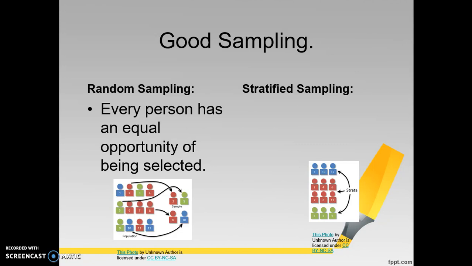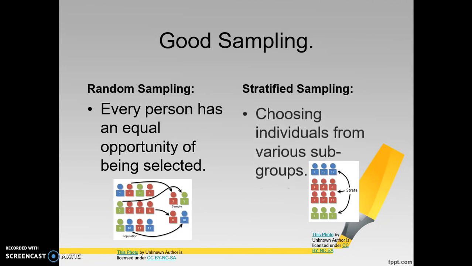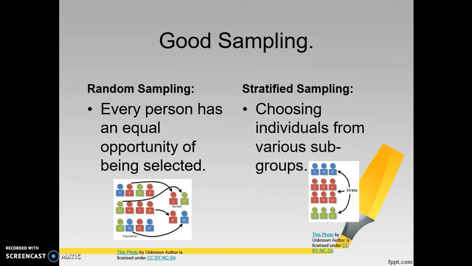We want to have random sampling. We kind of just pick random people and use them for the sample. Stratified sampling is choosing individuals from various subgroups. So, for example, let's say the blue are students who are athletes. If we're talking about our high school seniors and juniors, let's say that the blue individuals there are student athletes.